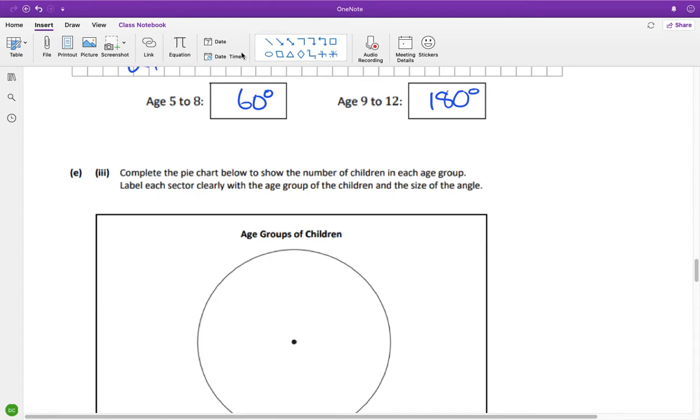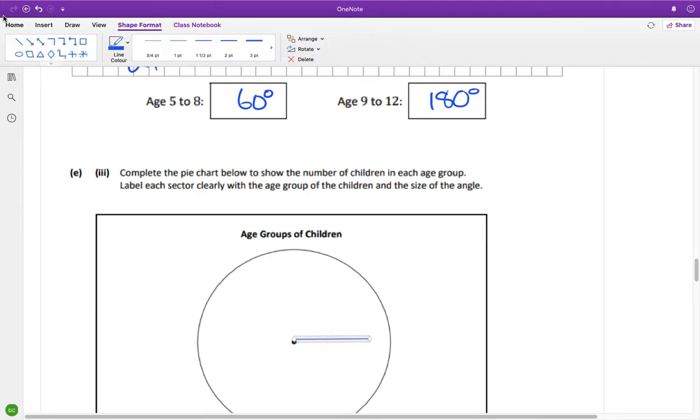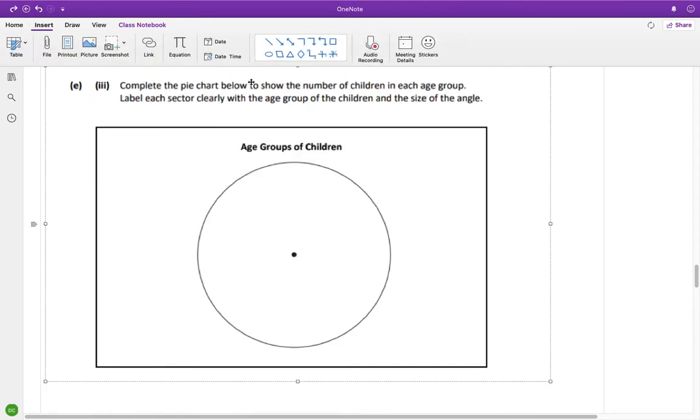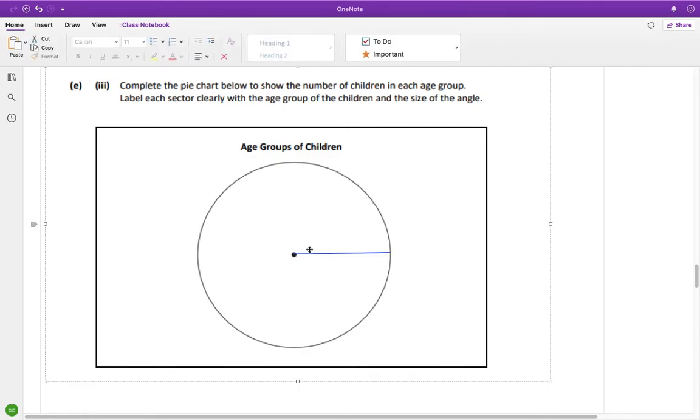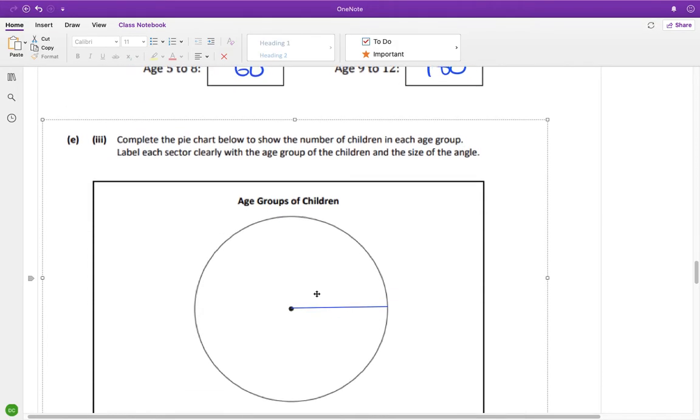No, so I'll just show you. But basically, just as a starting point, you would start here. It's horrible, let's try that again. Okay, so you draw your line here to start. And then you would place your protractor down here and measure your first one, which is 120.